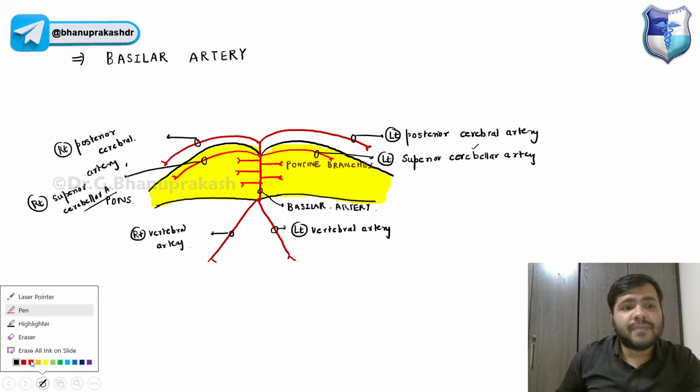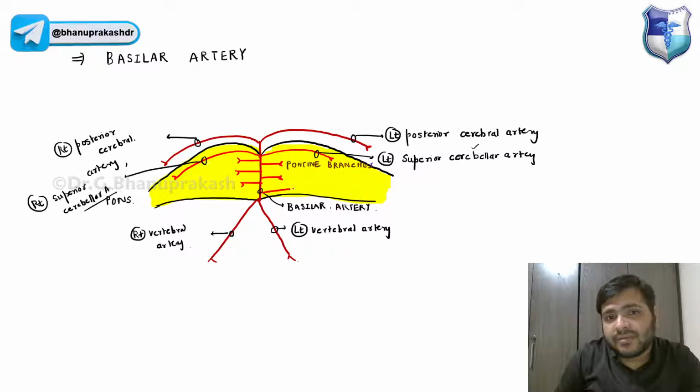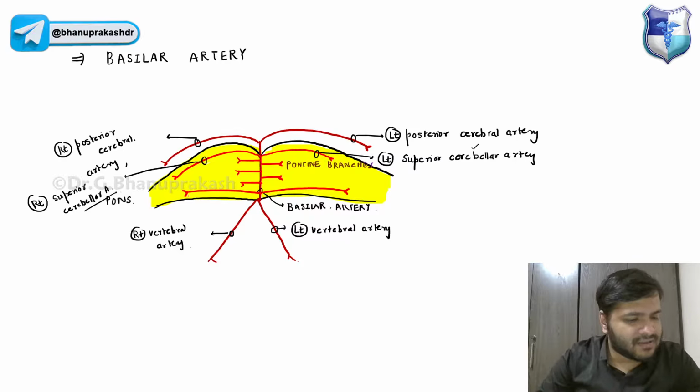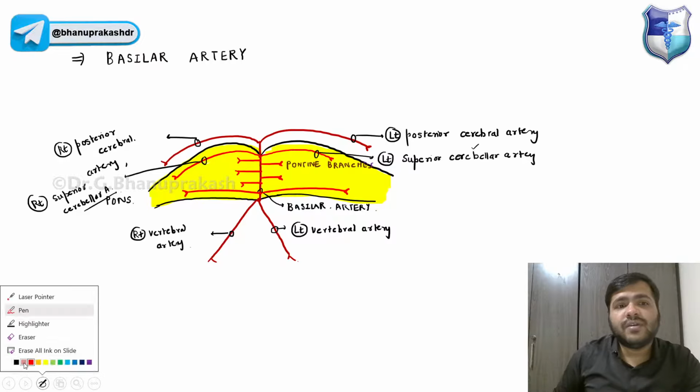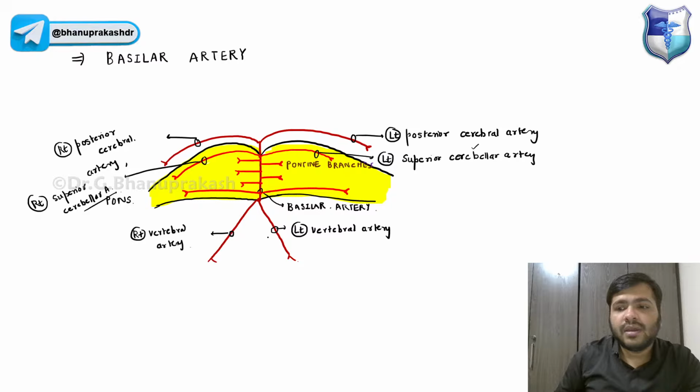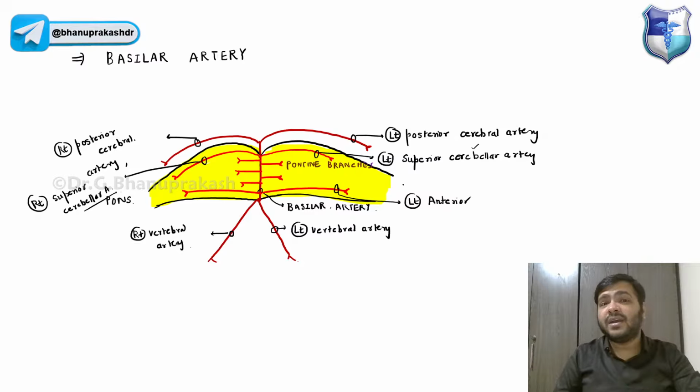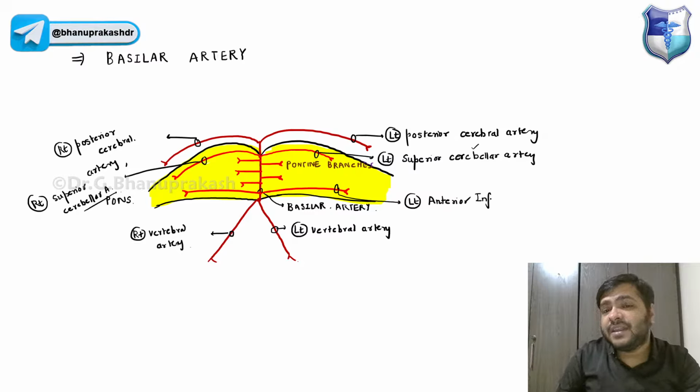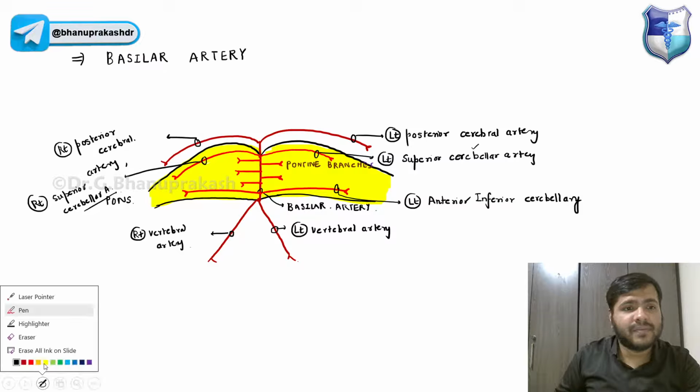Again, guys, in the lower aspect of the pons, you will see that the basilar artery gives two more branches over here. And remember, these branches in the lower aspect of the pons are called the left anterior, because this is the anterior view and it is towards the lower side, so we will call it the inferior cerebellar artery. Left anterior inferior cerebellar artery.